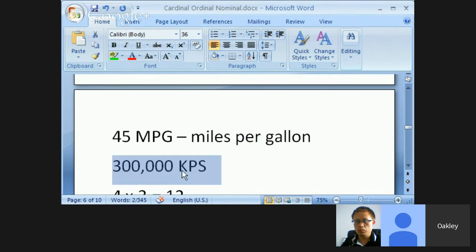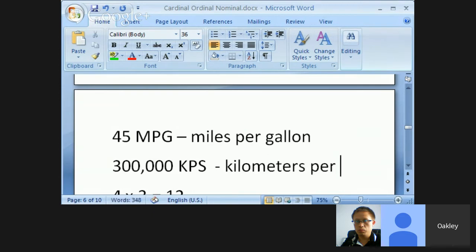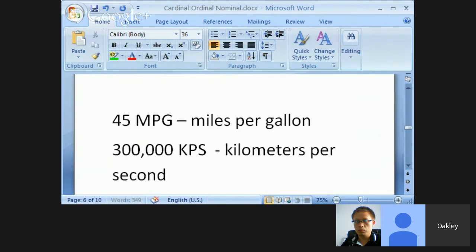Okay, Tatiana, let's move on to this next one. What is this? What does KPS mean, teacher? KPS, yes. This would be kilometers per second. Whenever you see P in the middle, the chances are really good that it's per. Kilometers per second. So there you go. 300,000 kilometers per second. That's really fast.